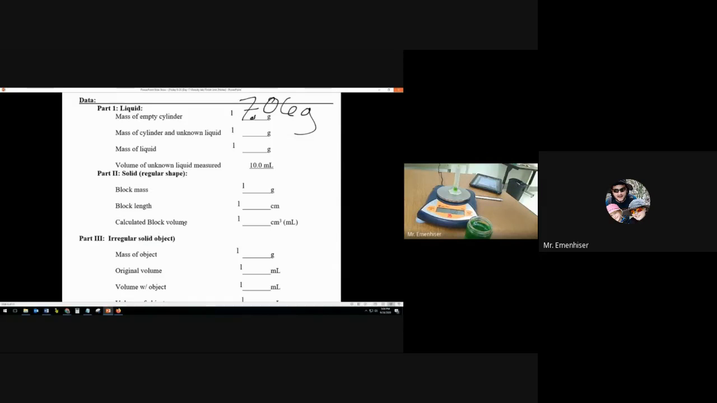So now what I'm doing is I'm taking the liquid, and I'm going to put it in the graduated cylinder and fill it up so that it is up to the 10 milliliter mark. Our instructions were to add 10 milliliters of this green liquid to the graduated cylinder.